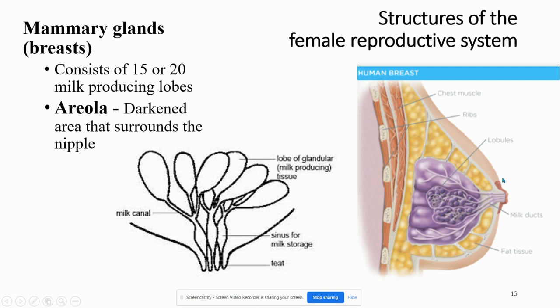Areola is what we kind of think of as the nipple. It's the dark area that surrounds the nipple.